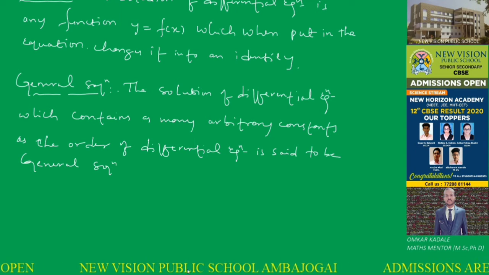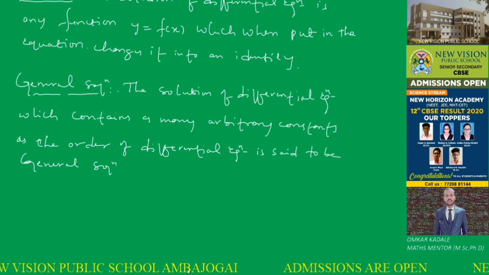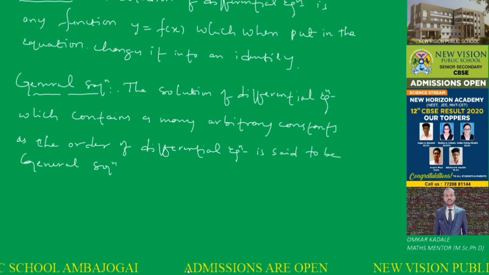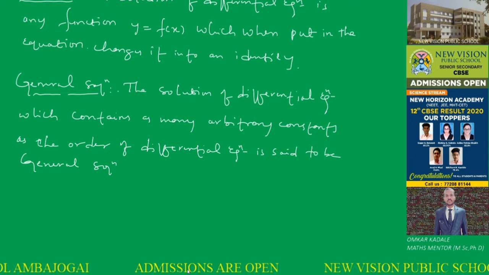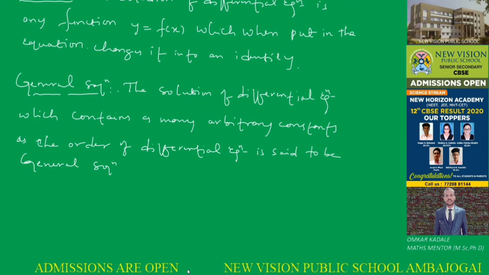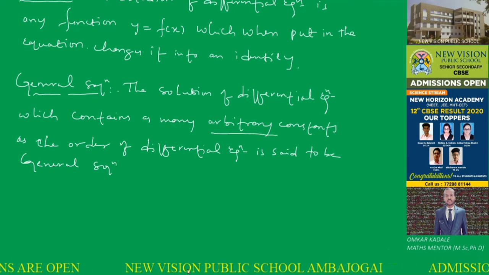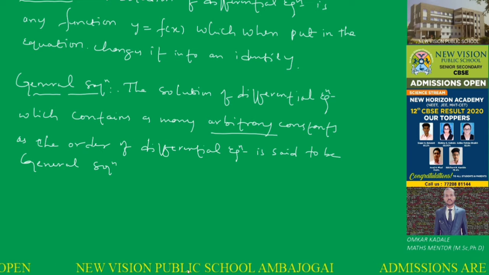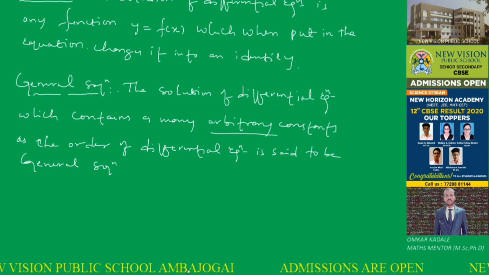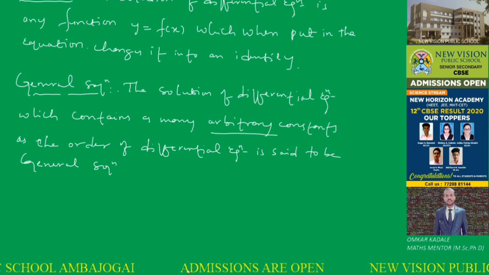Right? Here, general solution means the solution of a differential equation which contains as many arbitrary constants as the order of the differential equation. For example, if it is a second order differential equation, then it has two arbitrary constants. Here arbitrary constant means it may take any value. In general, it may be any value. So for example, if we take n in general, if we substitute n value 1, you will get 1. If you substitute 2, you will get 2. If you substitute n value 10, you will get 10.